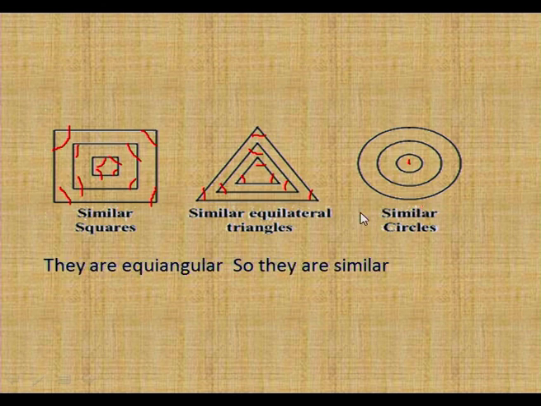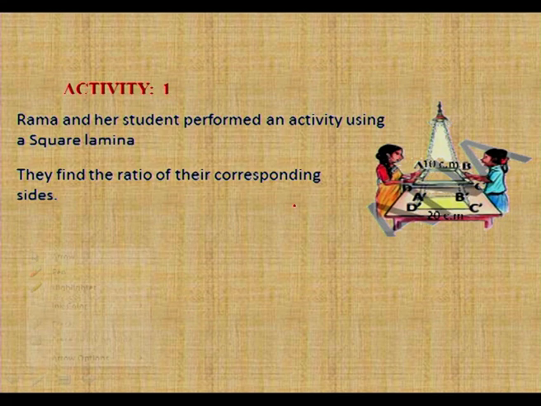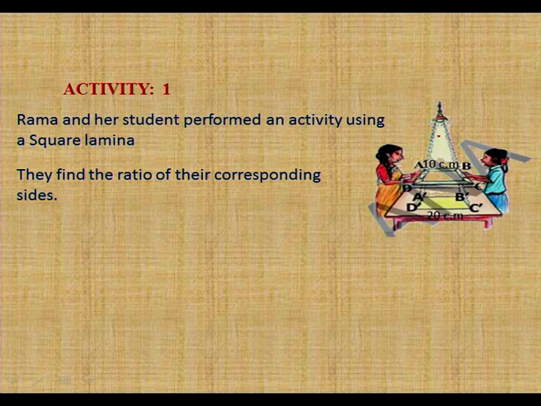See now, they are equiangular, so they are similar. Now, my dear children, Rama is an active teacher. Her student performed an activity using a square lamina. Here you see, my dear children, a square lamina she took, and under the light she held it like this. And what happens if we keep any hard substance in the path of light? Most certainly we will get a shadow.